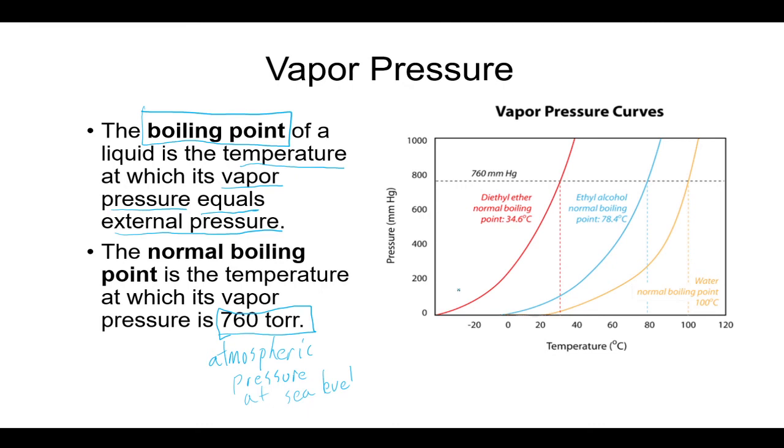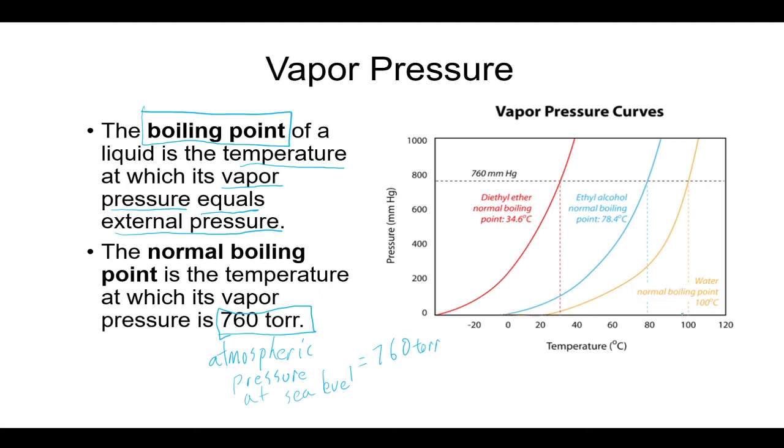So let's look at some different chemical compounds and the temperature they boil at. What is their normal boiling point? So here is the line for 760 torr, or 760 millimeters mercury. That is the atmospheric pressure at sea level.